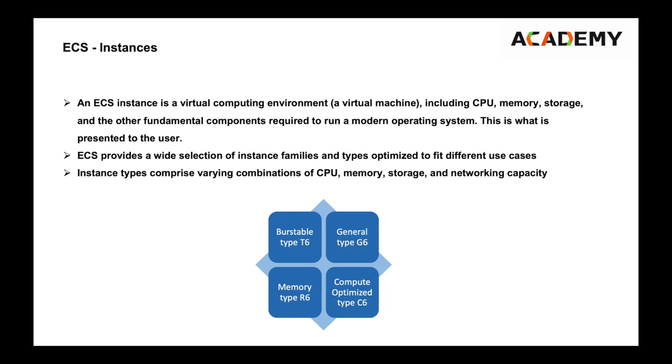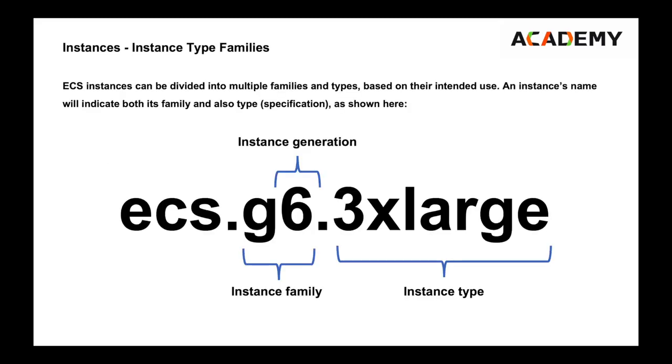Now, the ECS service provides a wide selection of instance families and types, optimized to fit different use cases. Instance types comprise varying combinations of CPU, memory, storage, and network capacity. There are a few types here at the bottom of the slide that are fairly common instance types. There's the burstable type, which we call T6. That's the 6th generation burstable type. General type, G6. Compute optimized, C6. And memory optimized, R6. We'll talk about what some of the differences are between those different instance families later on.